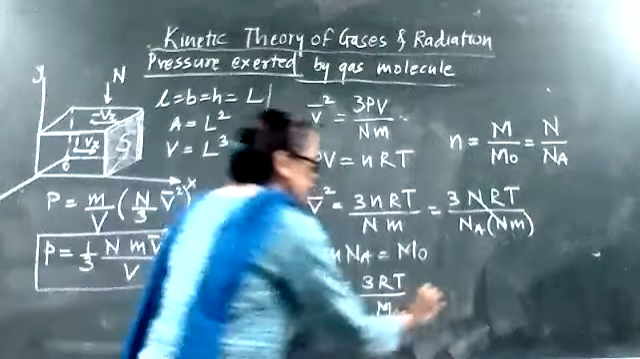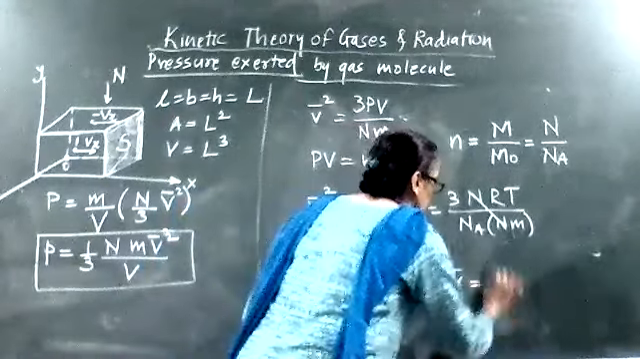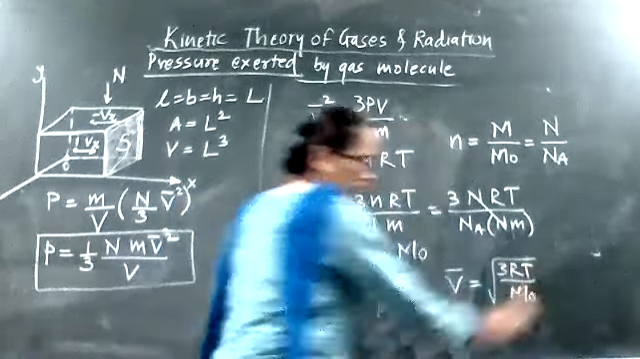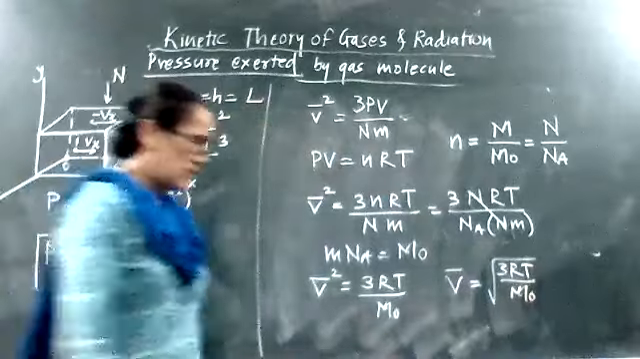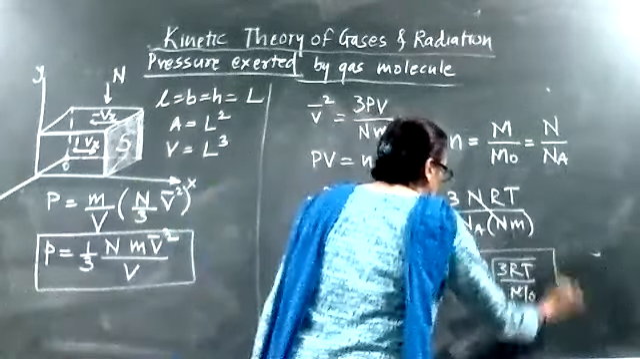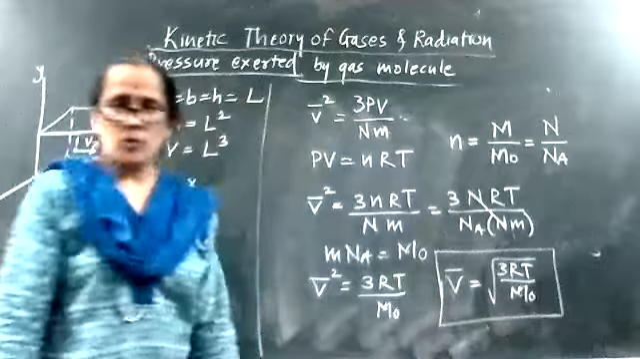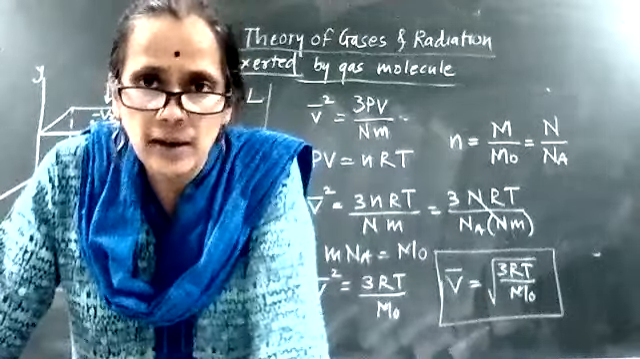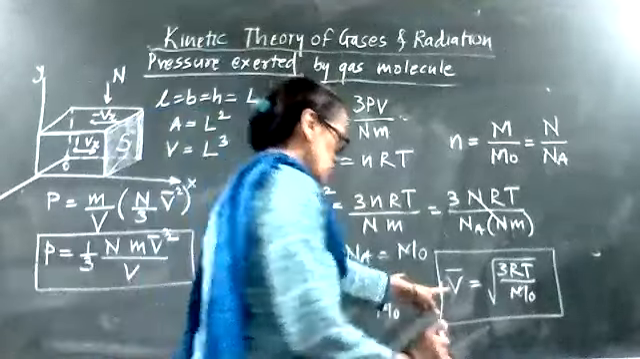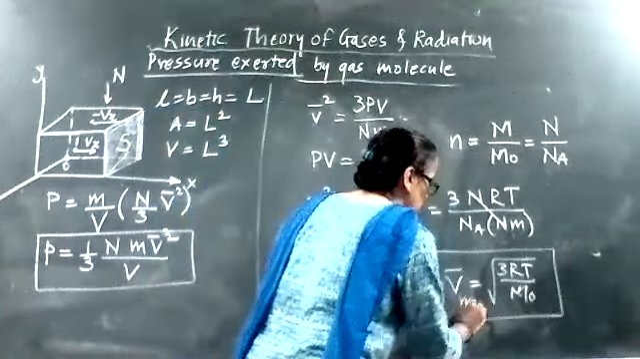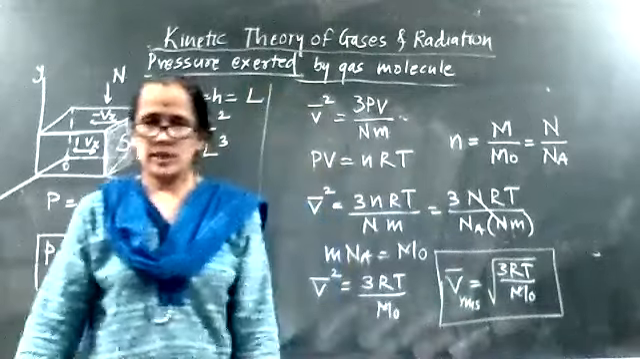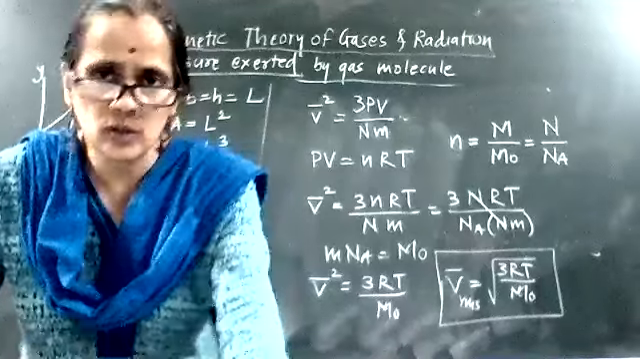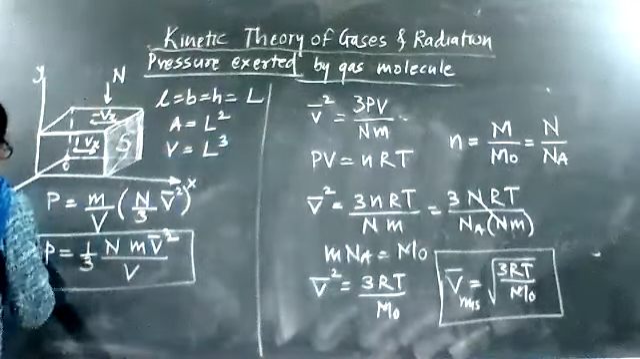This means V bar is equal to the square root of 3RT upon M0. This velocity is called the root mean square velocity, which is called the RMS velocity. Clear? In this manner, we are getting these two formulas.